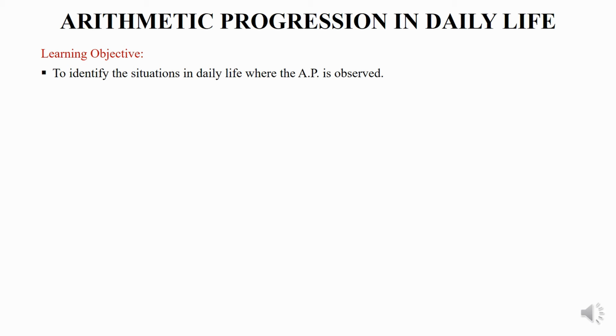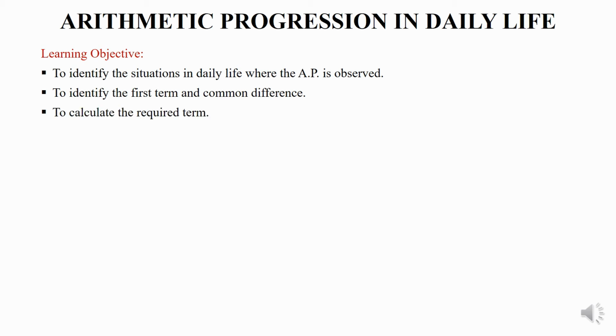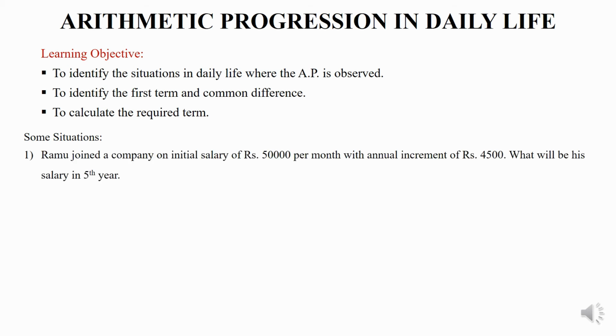Situations which are in daily life, we are going to identify whether they are in AP or not. And we are going to find out the first term and the common difference if they are in AP, and the required term. Some of the situations are given here. The first one, read the question carefully. Ramu joined a company on an initial salary of 50,000 per month with an annual increment of 4,500 rupees. What will be his salary in the 5th year?